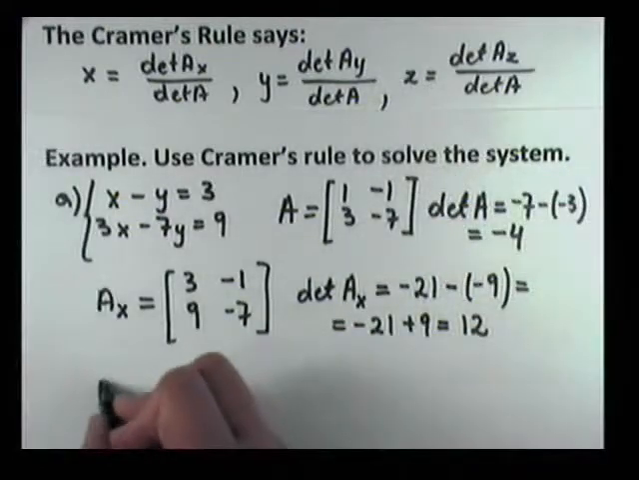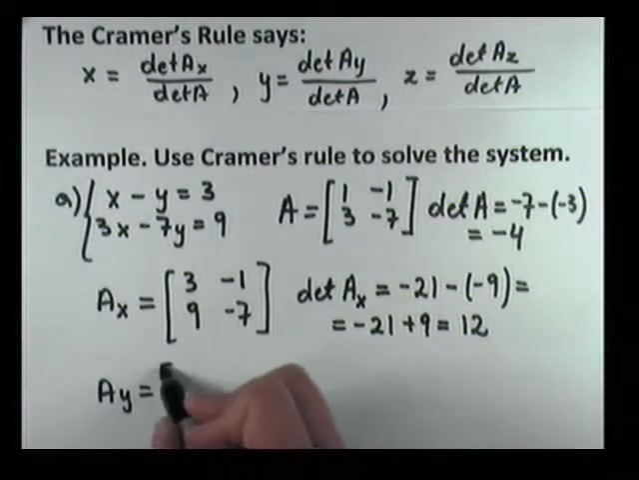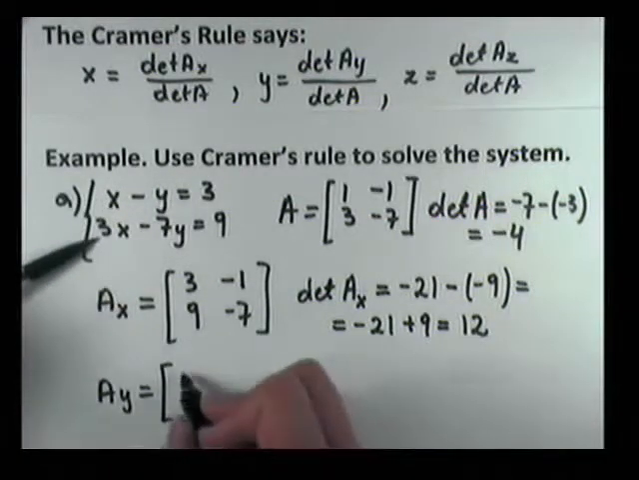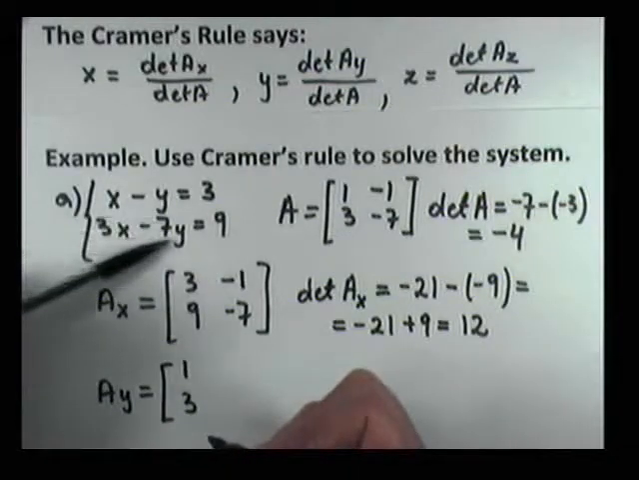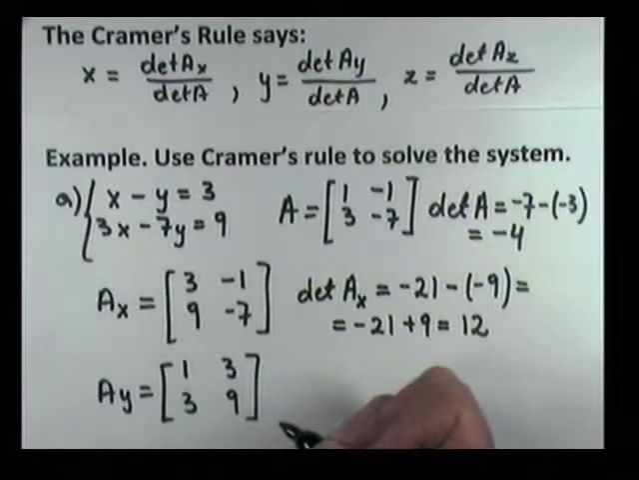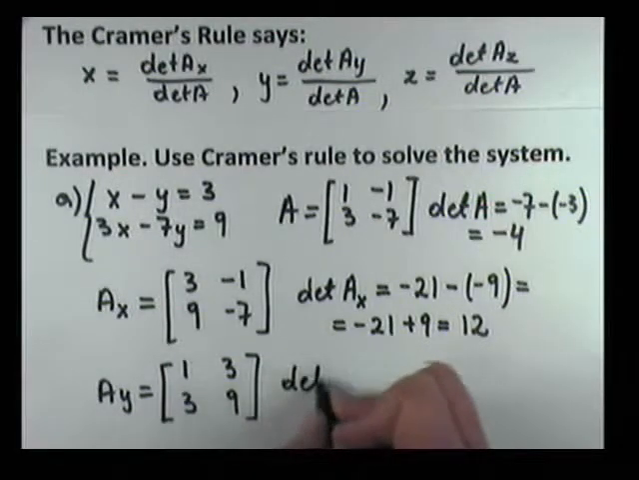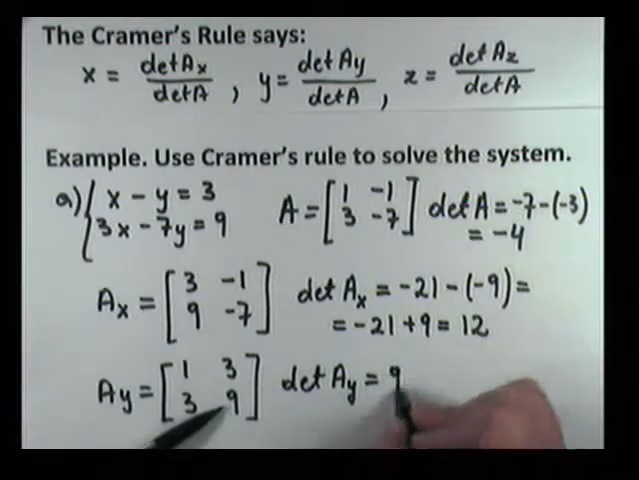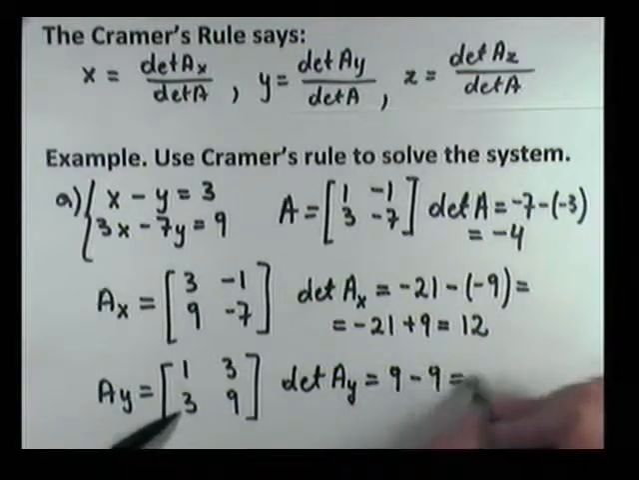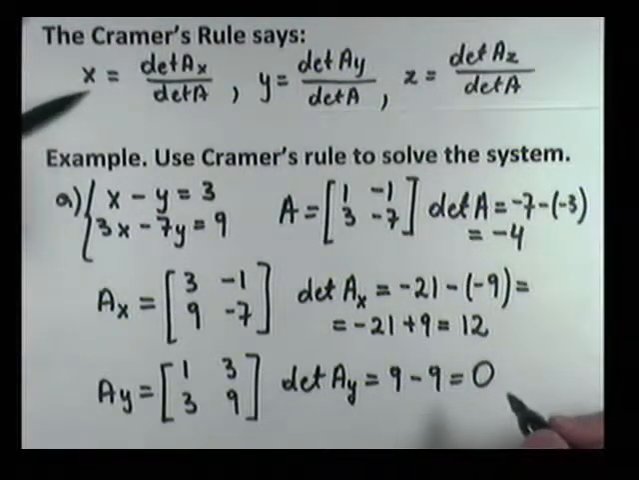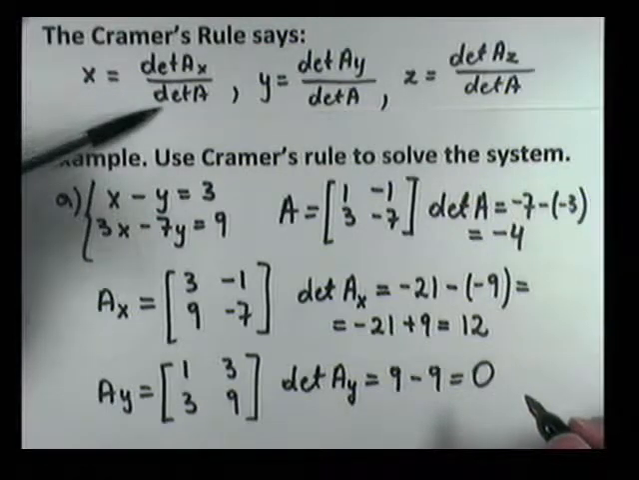Okay, so A sub y. A sub y is the coefficient matrix with the y column replaced by the B column. So for x we have 1 and 3, and instead of y we put the B column, so it's 3 and 9. So now the determinant of A sub y, cross multiply, 1 times 9 is 9, minus 3 times 3 is 9, so it's 0. Now we can write Cramer's rule, that x is equal to the determinant of this, and substitute.